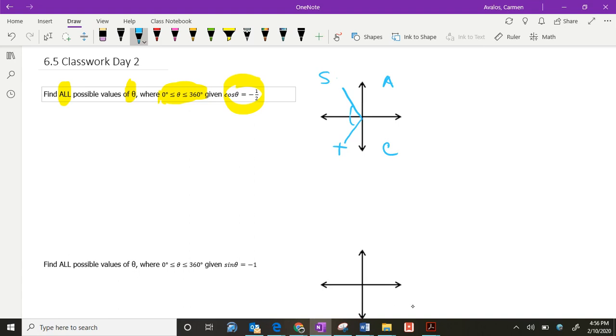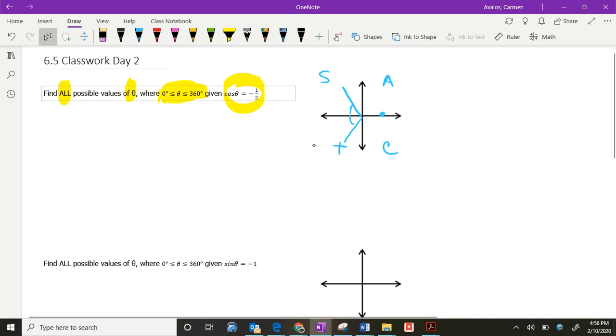And what we want is all possible values of theta. They're talking about the standard position theta, not the reference angles, but we're going to use the reference angles to help us find the standard position angles. So they really want the angle that starts here at the positive x-axis and swings over into the second quadrant. Well, we could very easily find the reference angle. We could do it even on our left hand.